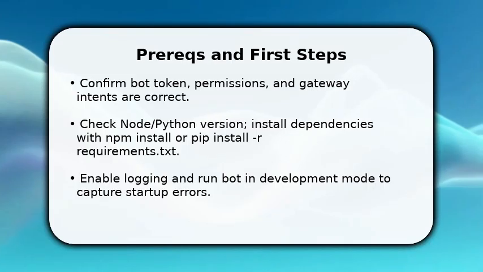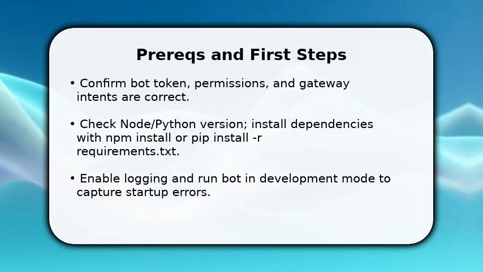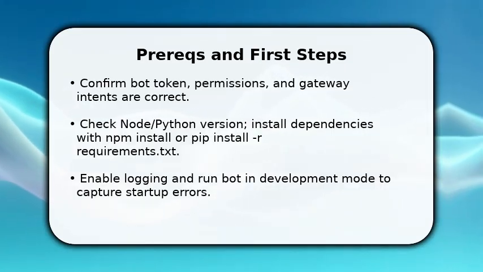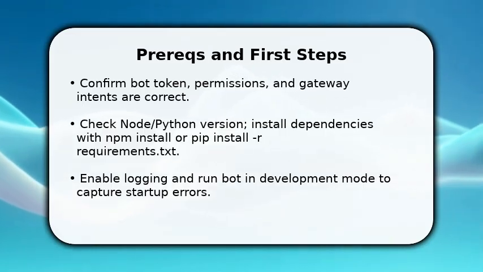You start by verifying essentials: bot token, permissions, and required gateway intent so Discord accepts connections. Next, ensure your runtime matches the code, Node 16+ or Python 3.9+, and install dependencies. This prevents package mismatches.